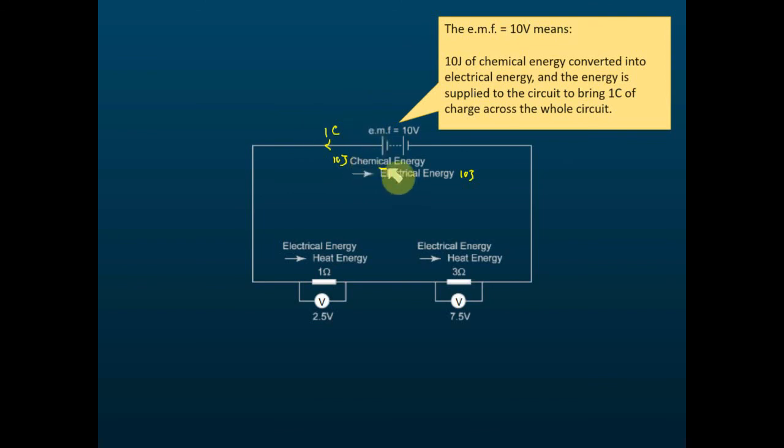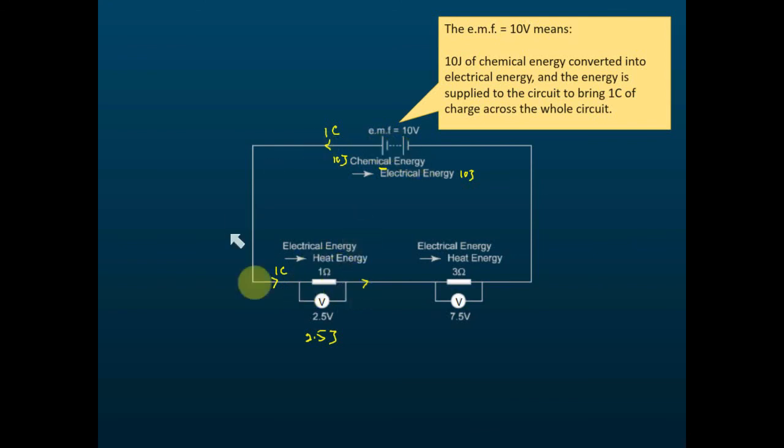That's how much energy is supplied to the circuit to move 1 coulomb of charge. We can also see that here, there's a voltmeter, and the voltmeter gives a reading of 2.5 volt. Now what does this mean? EMF 10 volt means that 10 joules of energy is given to the circuit to move 1 coulomb of charge. So 2.5 volt of potential difference, what does it mean? We have learned potential difference in previous lessons. So 2.5 volt means that it's still 1 coulomb, which means that 2.5 joule of energy is needed to move this 1 coulomb of charge from this point to this point.